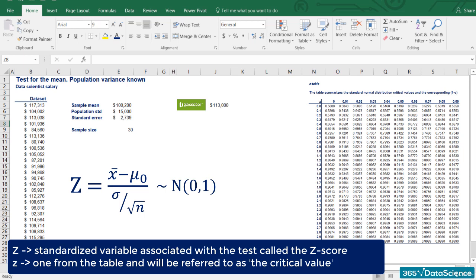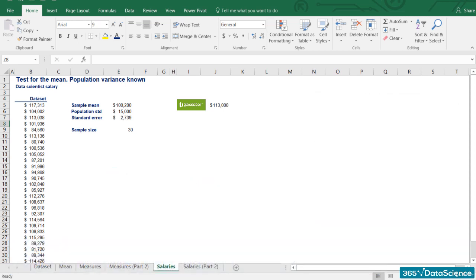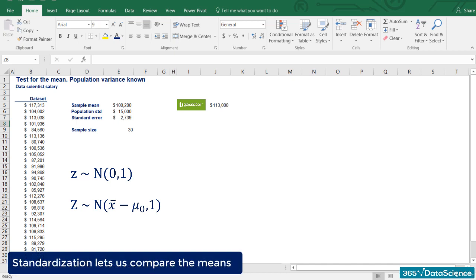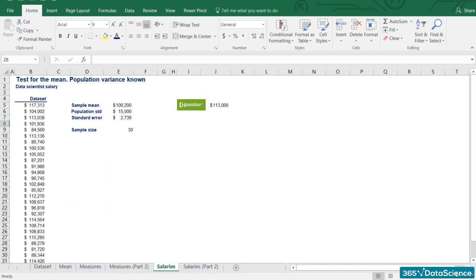All right, how does testing work? Think about this. The lowercase z is normally distributed with a mean of 0 and standard deviation of 1. The uppercase Z is normally distributed with a mean of x bar minus mu0 and a standard deviation of 1. Standardization lets us compare the means. The closer the difference of x bar and mu0 to 0, the closer the z-score itself to 0. This implies a higher chance to accept the null hypothesis.